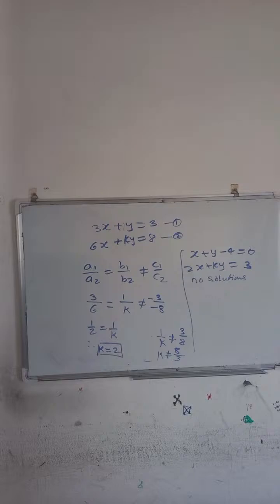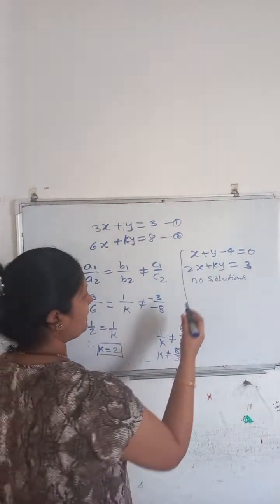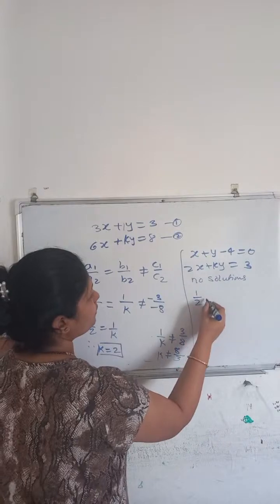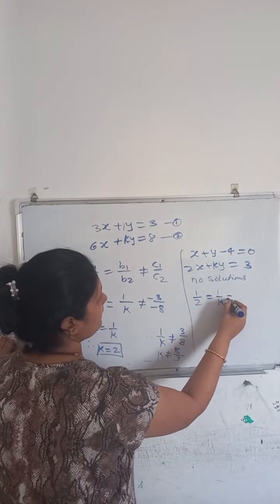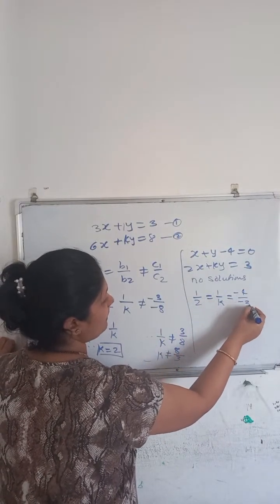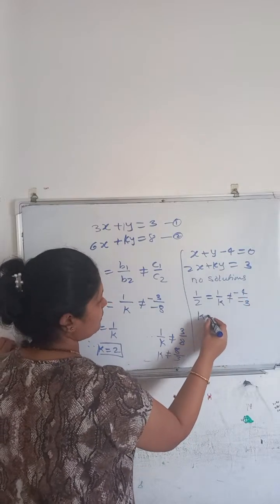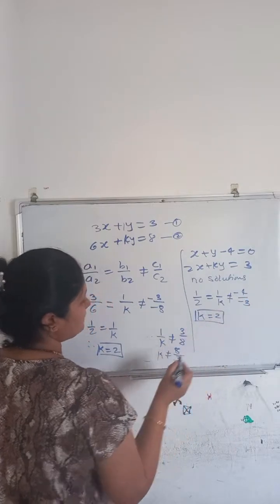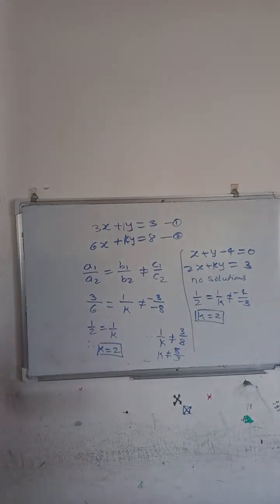Okay, everyone got the 2, but still I can solve here. Check once. Here we can take 1 by 2 is equal to 1 by k is equal to minus 4 by minus 3, which is not equal. So k is equal to 2. That's it. This is the answer. Okay, so write down the next one.